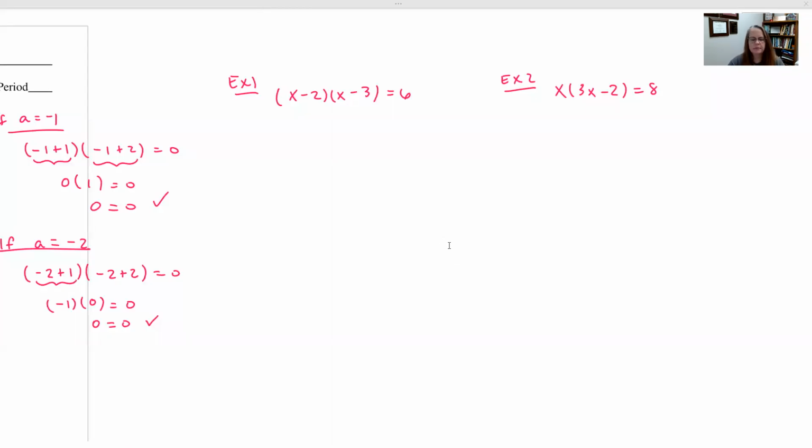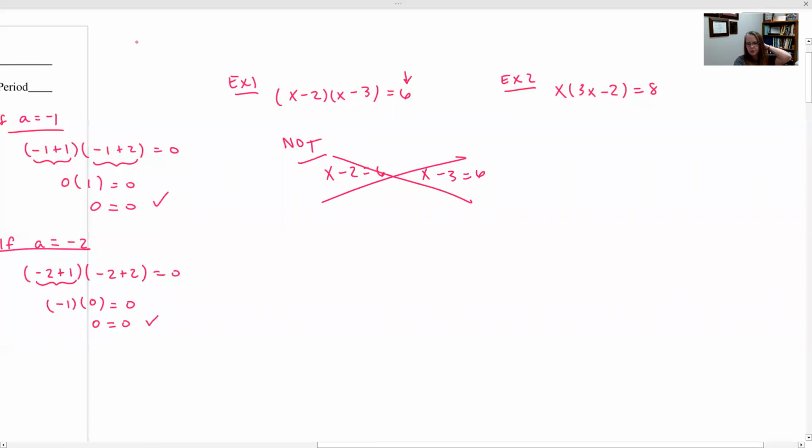Okay, so I found a couple of examples of what I was talking about. In this example one, I have x minus 2 times x minus 3, all of that equals 6. Because this is not a 0, I cannot do this. I can't say x minus 2 equals 6 and x minus 3 equals 6. That is wrong. Don't do it. So in order to solve a quadratic equation, we need that right side equal to 0. We need 0 on one side.